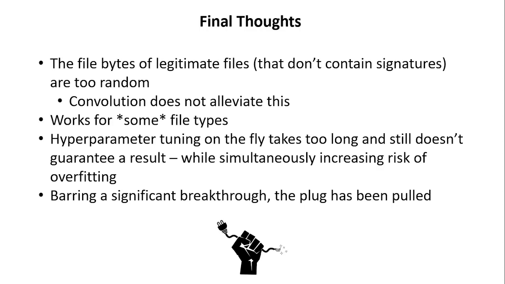But that was never the intent. I've been able to figure out outliers from those files for a long time without using machine learning. So it was the other ones I was concerned with. And for those, it doesn't work reliably. Hyperparameter tuning on the fly takes too long, and it doesn't guarantee a result. And even if it did, I'm not sure how much I would trust the result.